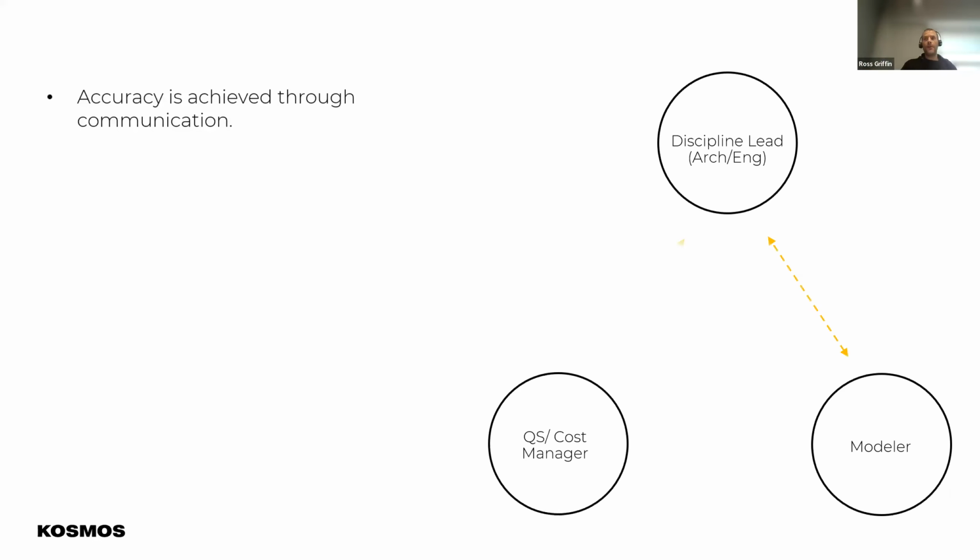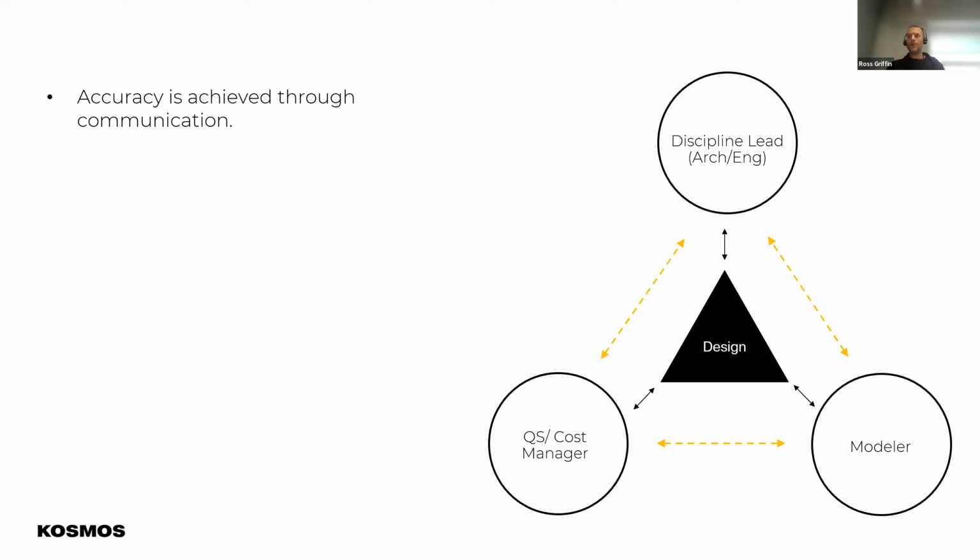But I would say accuracy here is always achieved through communication. So those weekly meetings become important at that early stage with your discipline leads, in order to make sure that we're clear about what we expect to receive, the level of detail, the level of information, and whether it is in accordance with the BIM execution plan. They're the conversations that we're having.